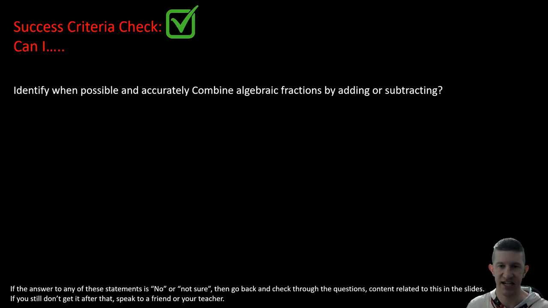So, success criteria check. Can I identify when it is possible and accurately combine algebraic fractions by adding or subtracting them, creating that common denominator using like terms? If the answer is yes, excellent, you can move on, you've accomplished the task for today's lesson. If the answer is no or you're not sure, go back and do a few more questions on that previous slide, speak to your group or come and speak to me and I'll help you with it.